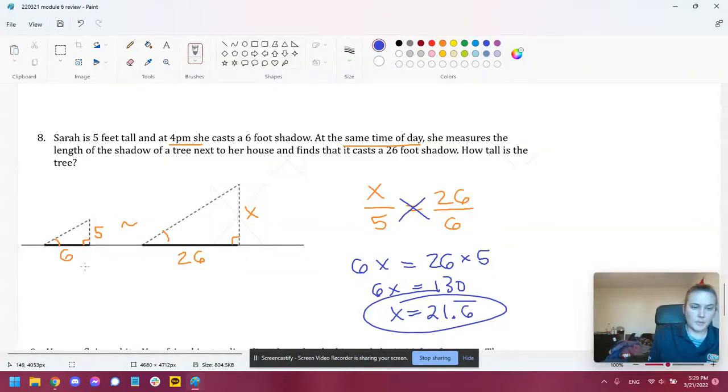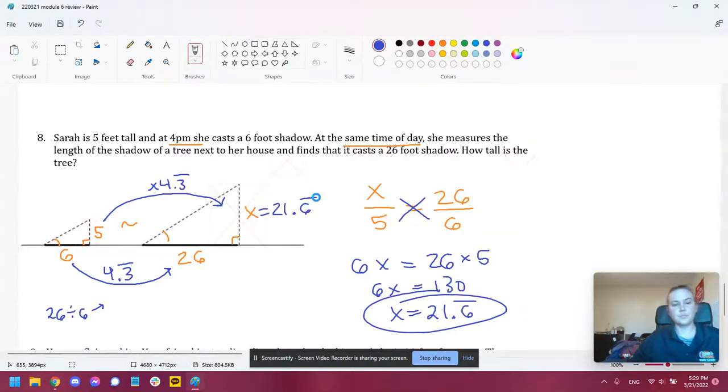We also could have done scale factor. We could have said 6 times something equals 26, done 26 divided by 6, and got 4.333. And then 5 times 4.333 equals 21.66666. Ratio, proportions, or scale factor, either way.